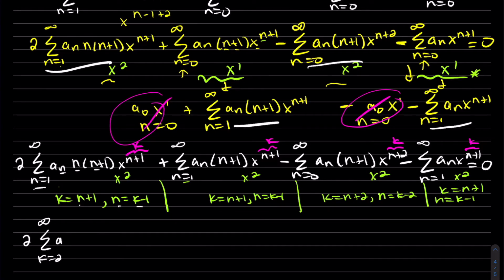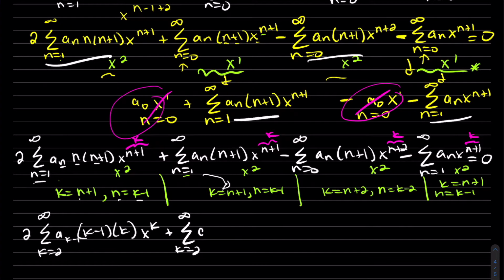N is k minus 1. And then that'll be times x to the k. N equals 1, we plug it into there, we get k equals 2. We should get that for all the series. A to the k minus 1, k minus 1 plus 1, and then x to the k.